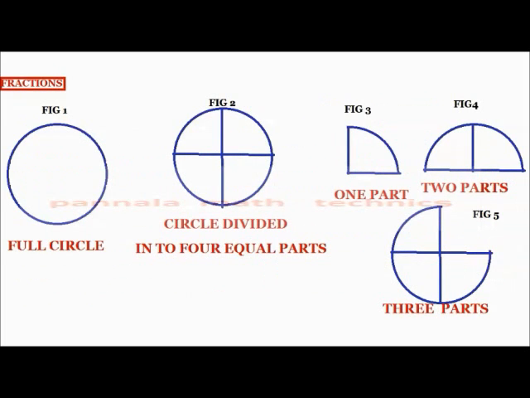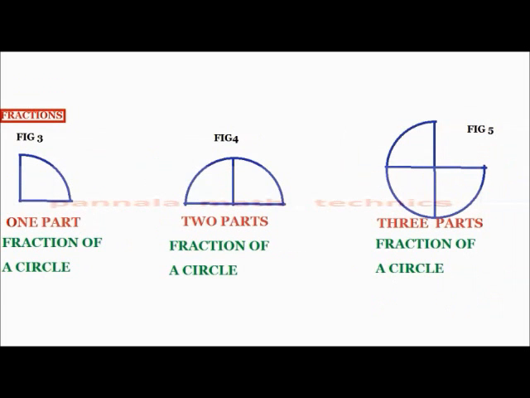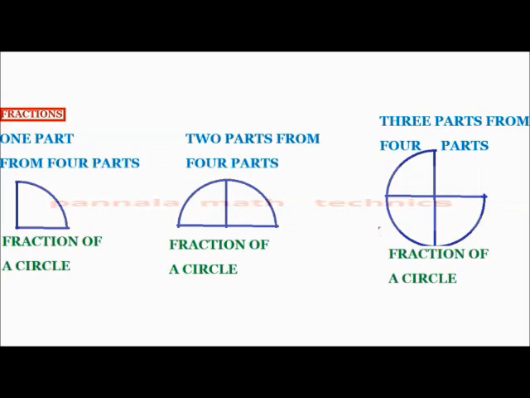Now see these figures. Figure 1 is a full circle and figure 2 is the circle divided into four equal parts, and here one single part, and in the other figure two parts, and the last one has three parts. This is one part, it's a fraction of a circle, and two parts, it's also a fraction of a circle, and three parts, a fraction of a circle. We call them one part from four parts, two parts from four parts, three parts from four parts.